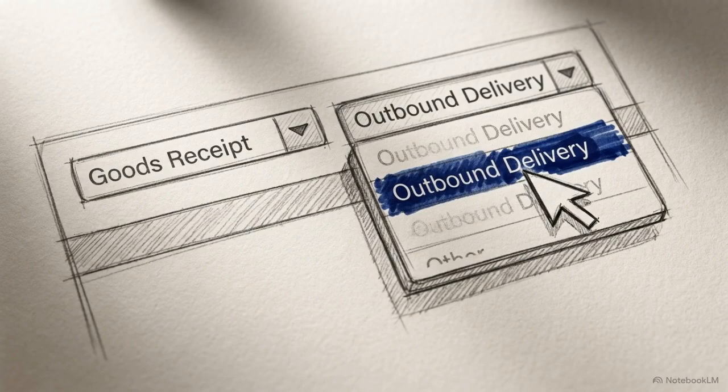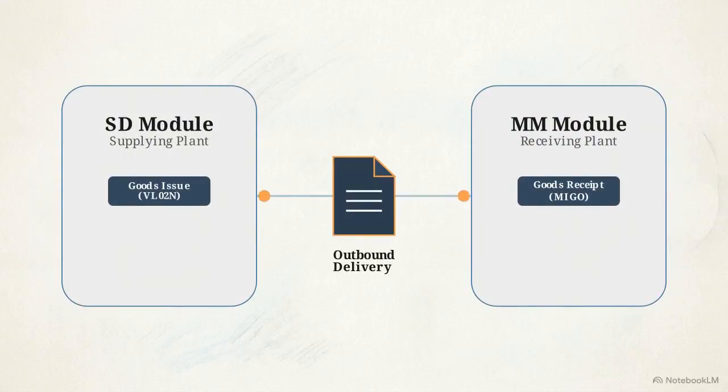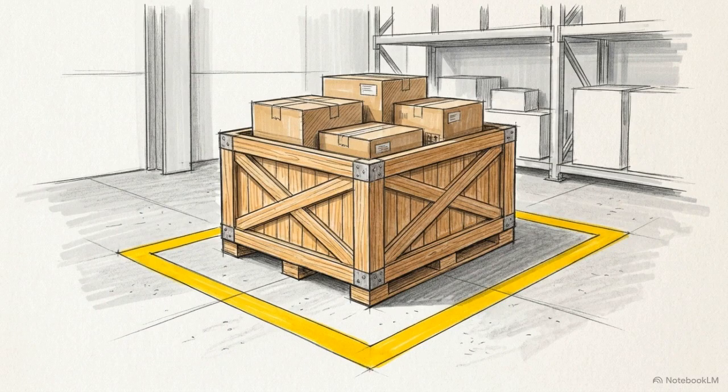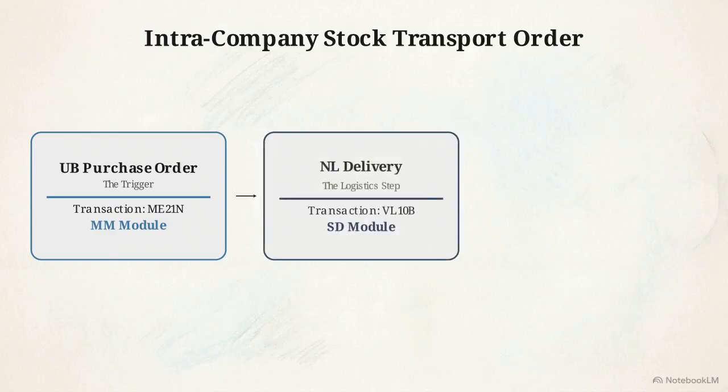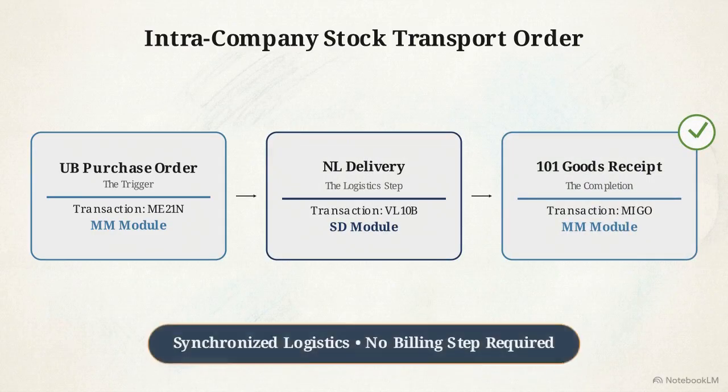Select Goods Receipt against the outbound delivery rather than the purchase order. Selecting outbound delivery is what forces the SD module to update the document flow on both the supplying and receiving sides. Posting this receipt logs movement type 101, which officially places the quantity into the receiving plant's storage location. This path creates a unified timeline from the UB purchase order to the 101 goods receipt. The logistics modules are synchronized without the need for a separate billing step.